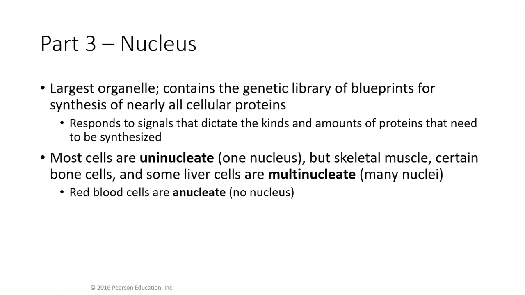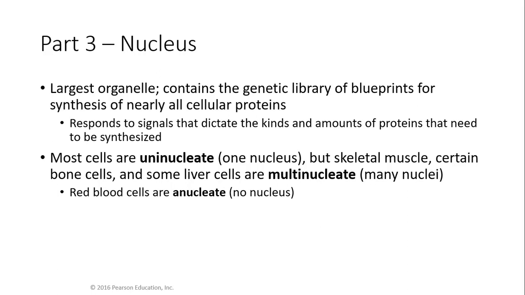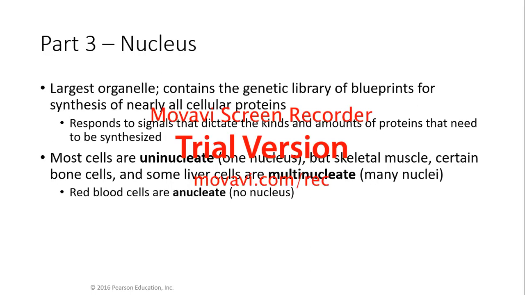But your red blood cells are essentially just sacks of hemoglobin. Okay, so a mature red blood cell is going to expel its nucleus as it matures, all right? And the reason why it expels its nucleus is because the nucleus takes up a lot of space. And red blood cells, remember, function to transport oxygen, okay? So they expel the nucleus so that they can fit more hemoglobin inside the cell. So red blood cells have no nucleus.